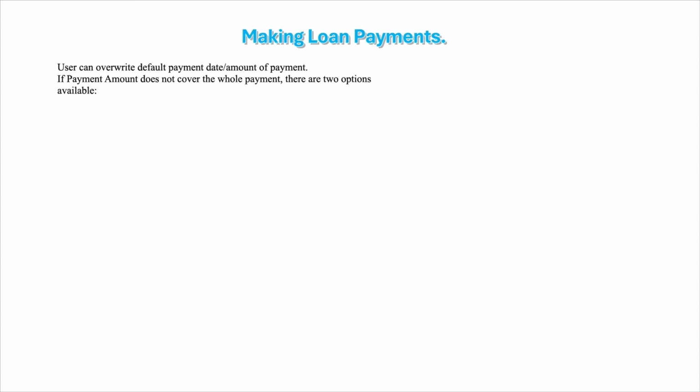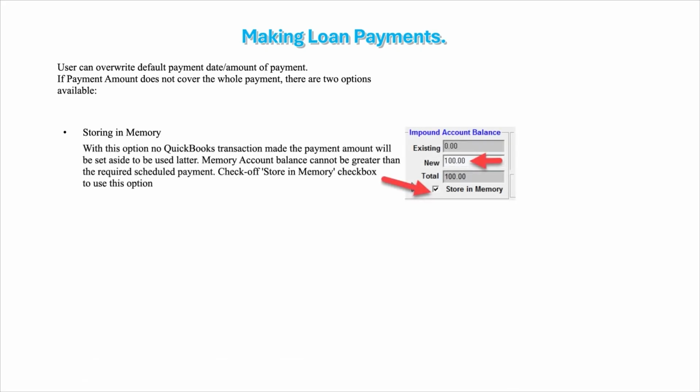The user can overwrite the default payment date and amount of payment. If the payment amount does not cover the whole payment, there are two options available. Storing in memory: with this option, no QuickBooks transaction is made and the payment amount will be set aside to be used later. Memory account balance cannot be greater than the required scheduled payment. Check off the Store in Memory checkbox to use this option.